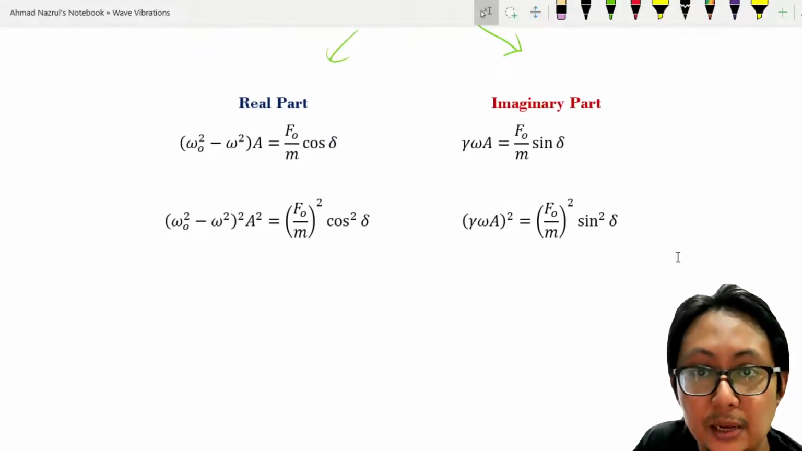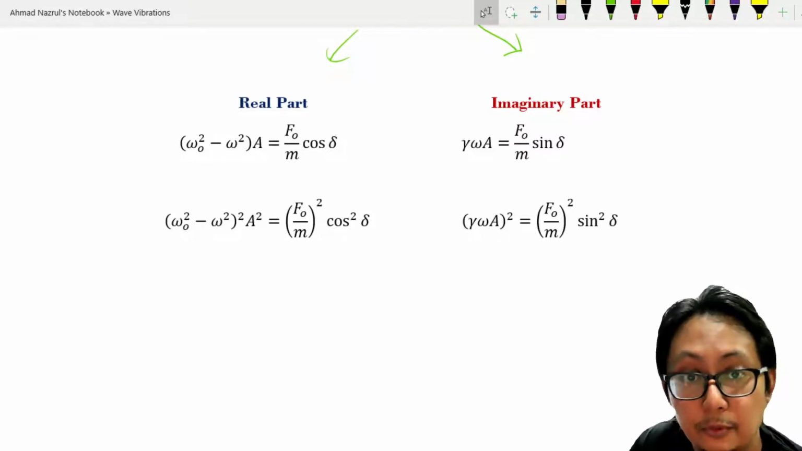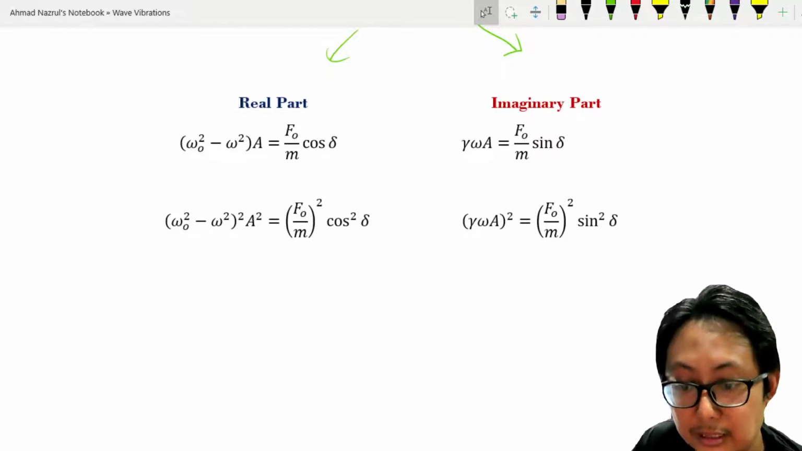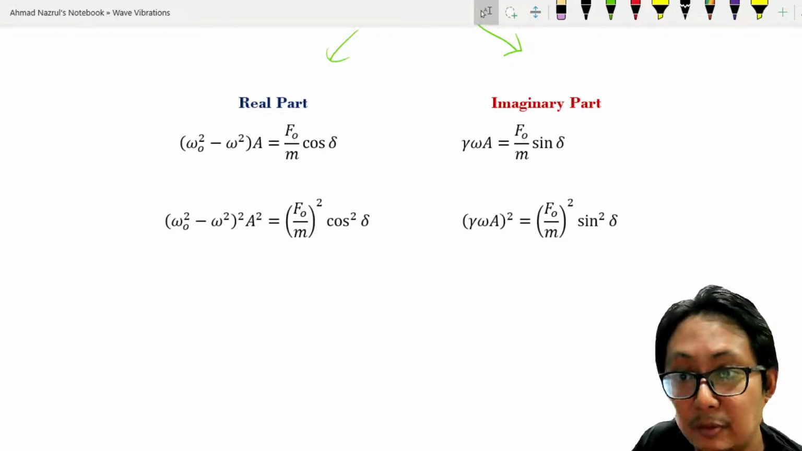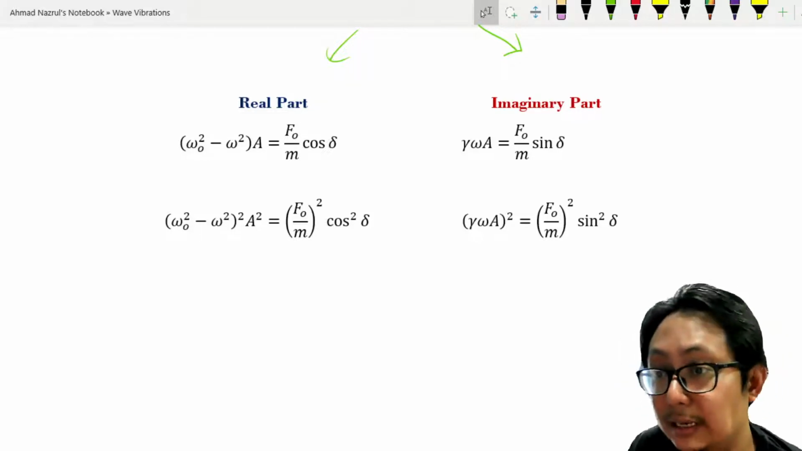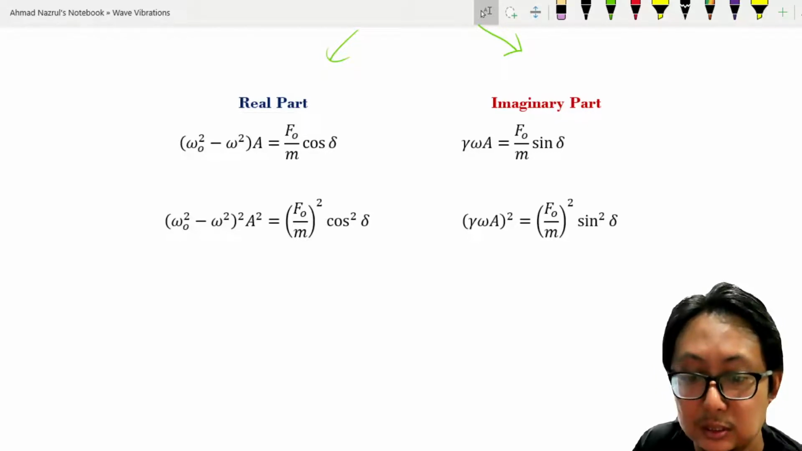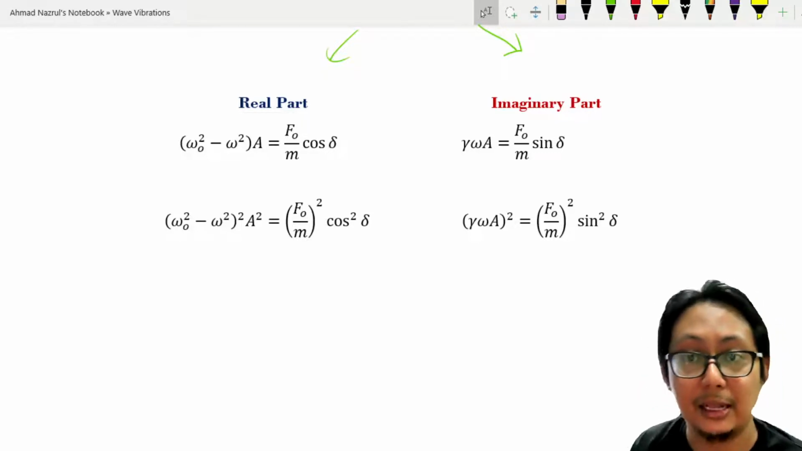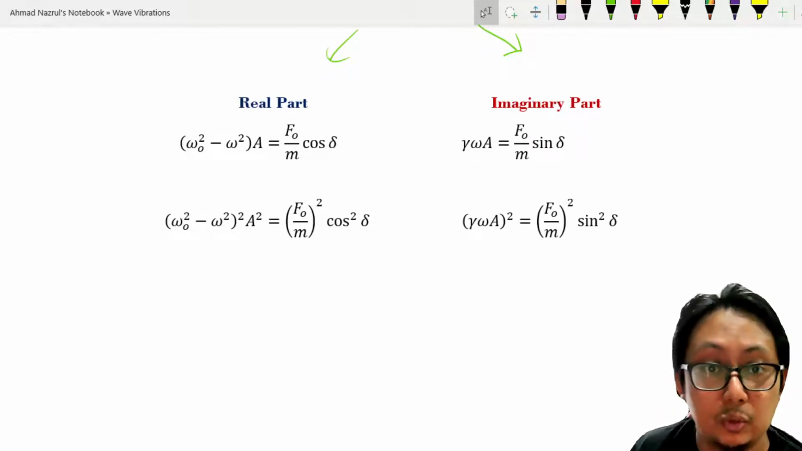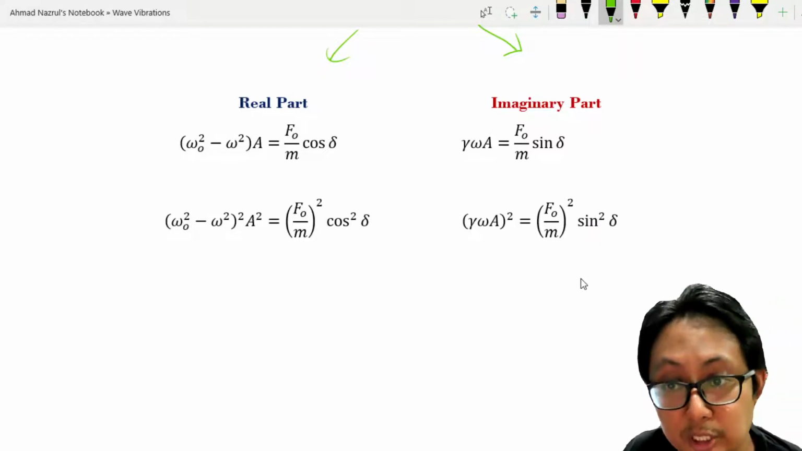For the real part, we have omega naught square minus omega square times A equal to f naught over m cosine delta. For the imaginary part, we have gamma omega A equal to f naught over m sine delta. To solve this, we know that cos square delta plus sine square delta is equal to 1. So we square everything here and add both equations.